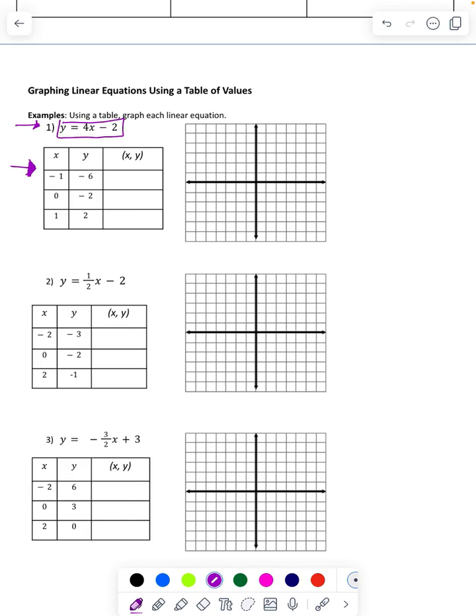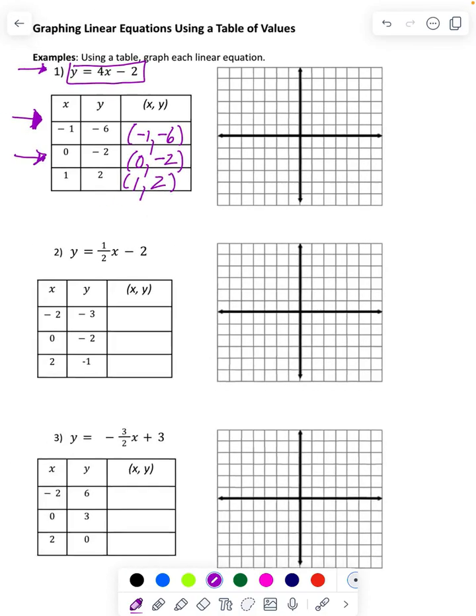But here, you're going to look at the table of values, and you're going to see, okay, here are my x values, here are my y values. So what's my ordered pair? Well, -1, -6. Ordered pair is 0, -2. So I can already tell this one right here is going to be a y-intercept because my x is 0. And then my third point is 1, 2. Okay, so we are going to graph a line using those 3 points.